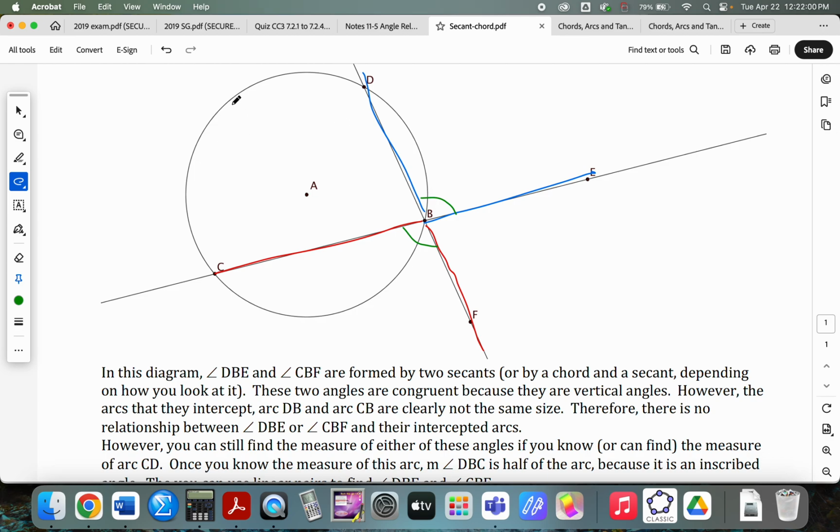So let's say that this arc was 110 degrees. Then this would be 55 degrees, and we would subtract that from 180, and this would be 125 degrees.